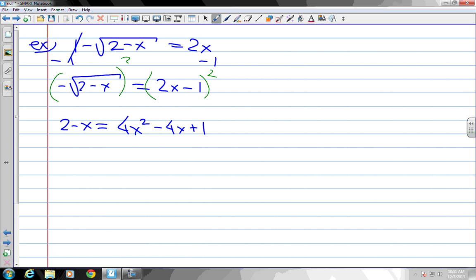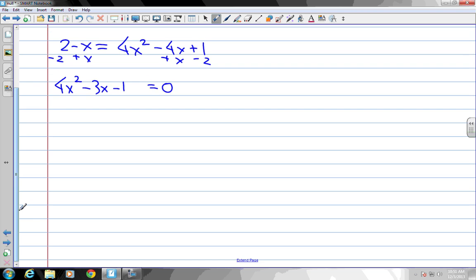So, are there any radicals left? No? So I can go ahead and solve this equation. That's a quadratic equation. So move everything to one side. Add x to both sides. Subtract 2 from both sides. So we'll end up with 4x squared minus 3x minus 1 equals 0.